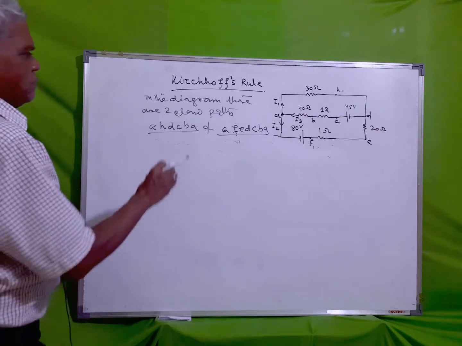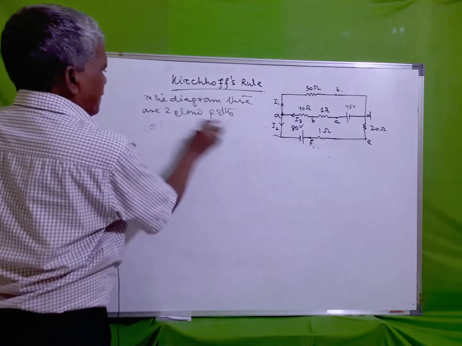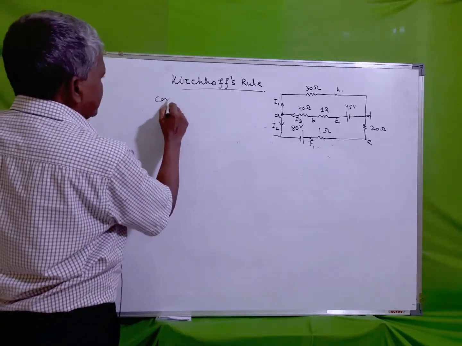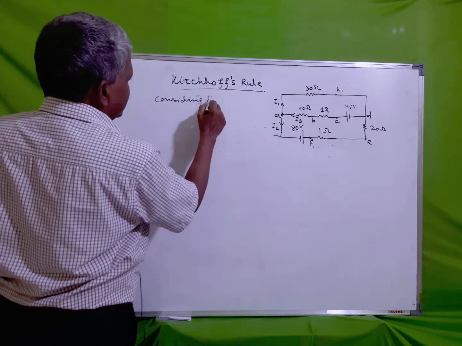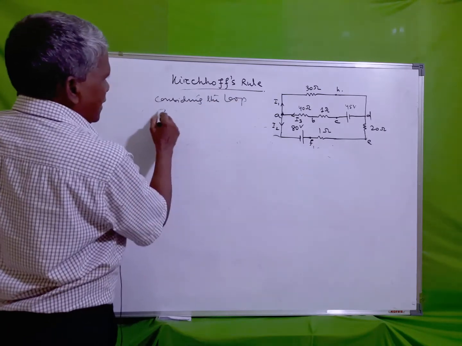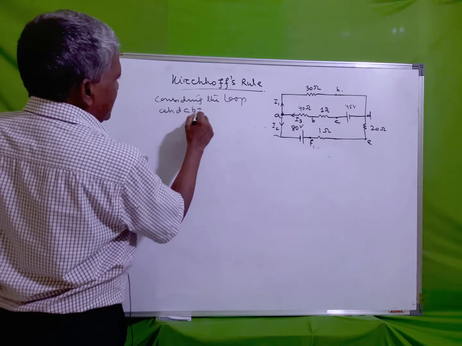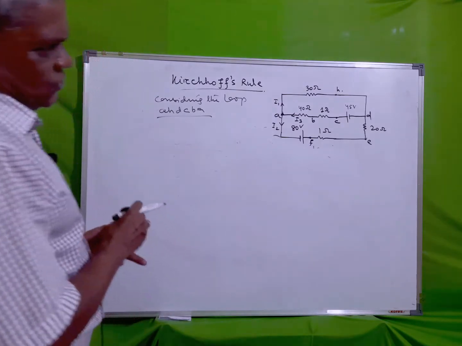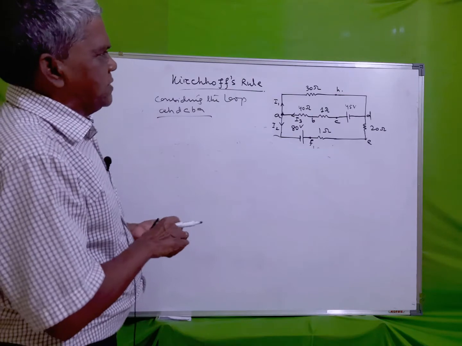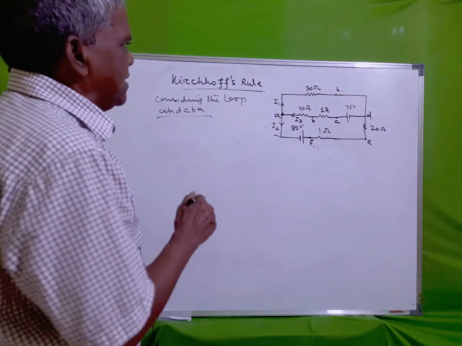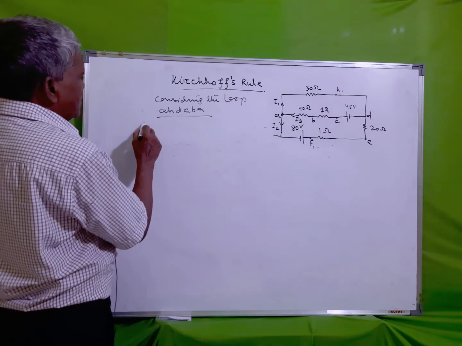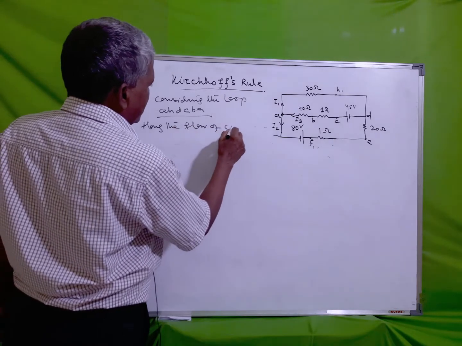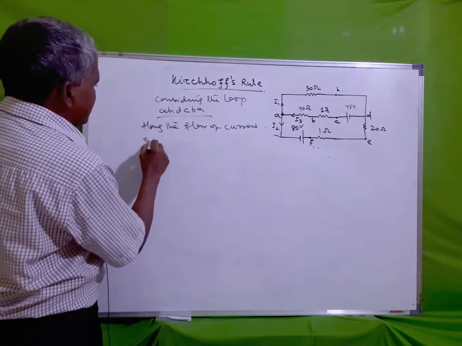Let us consider the first path, the loop A, H, D, C, B, A. While taking the potential changes, we have to remember that along the direction of flow of current, electric potential decreases.